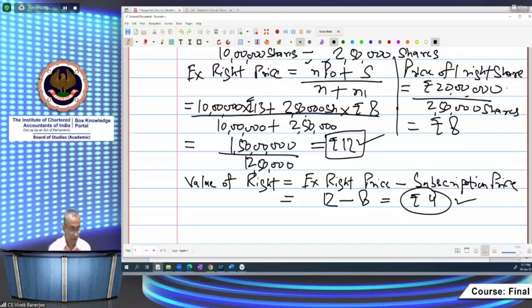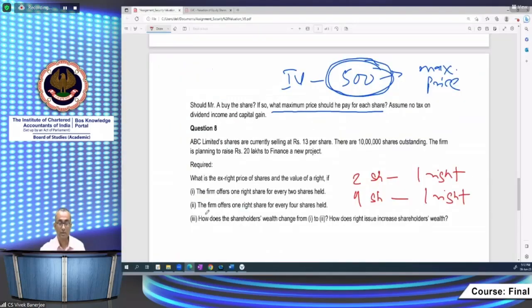Now, come to the last aspect of this question, which says, how does the shareholders' wealth change from 1 to 2? How does right issue increase shareholders' wealth? दोनों सिचुएशन में अगर एक शेयर पे 2 राइट शेयर इशू करती है कंपनी, या एक शेयर पे 4 राइट शेयर इशू करती है, इन दोनों सिचुएशन में क्या शेयर होल्डर का वेल्थ इंक्रीज होता है? तो लेट अस सी.